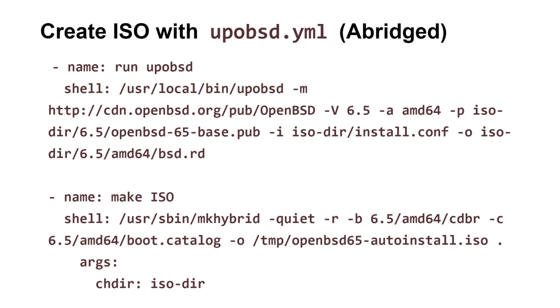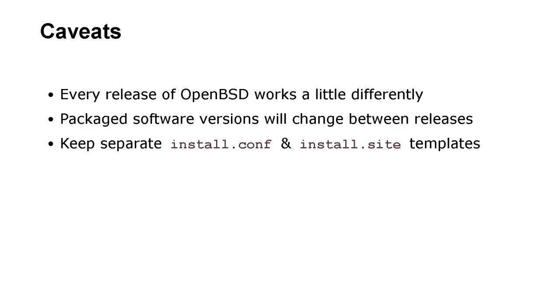Same thing for the second task, where I run make hybrid. A practical Ansible playbook will have a variable in all of the places where the version of OpenBSD is being passed to it. You shouldn't hard code the OpenBSD version string everywhere, since all of these parts of automating the install process, the response file, the site script, the Ansible playbook that builds the ISO, could all have pieces that are unique to a specific release that may not work with future releases. OpenBSD is rather stable, but it isn't totally static. Every release works a little bit differently.